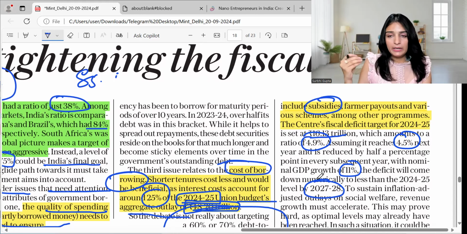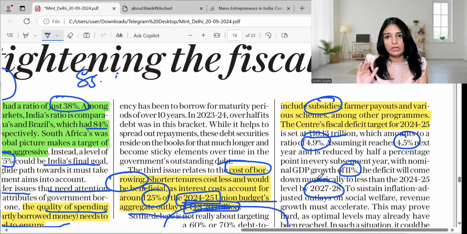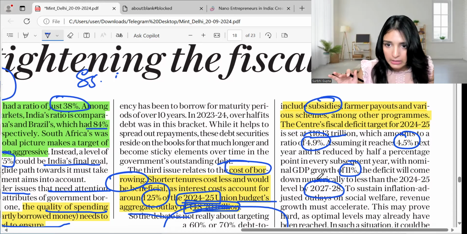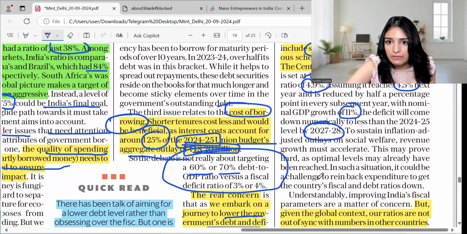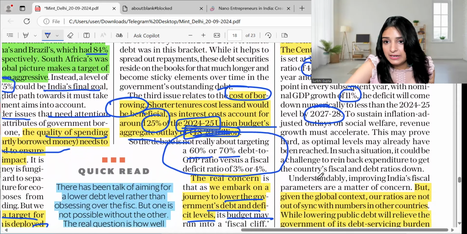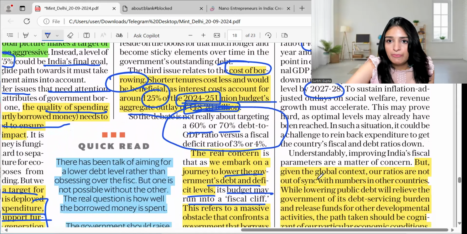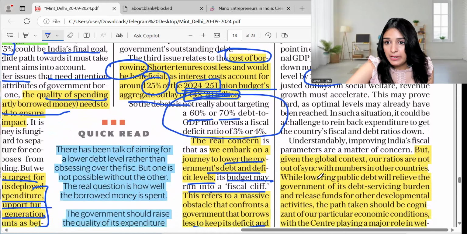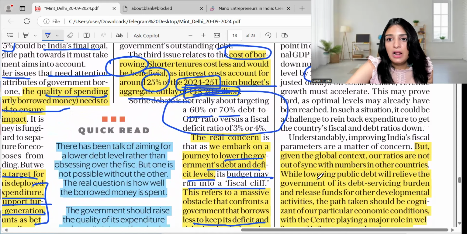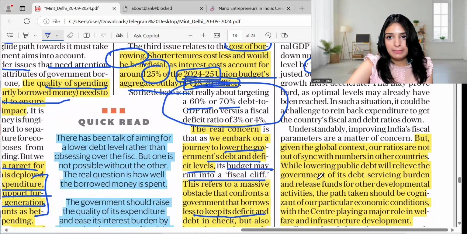Keep it slow, reduce by half a percentage point every year, and you'll be well within your targets around year 2027-28. Okay, to sustain inflation-adjusted outlays on social welfare, revenue growth must accelerate. This may prove hard, as the optimal level may already have been reached. In such a situation, it could be a challenge to rein back expenditure to get the country's fiscal and debt ratios down. It is an obstacle and a challenge both at the same time.